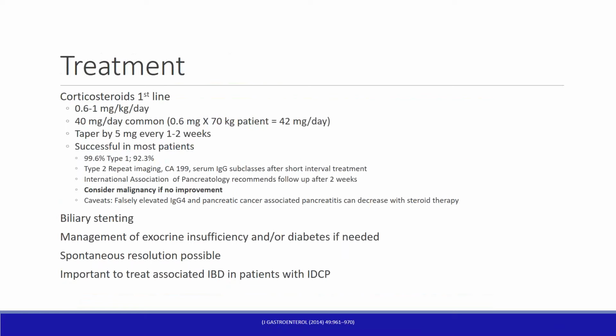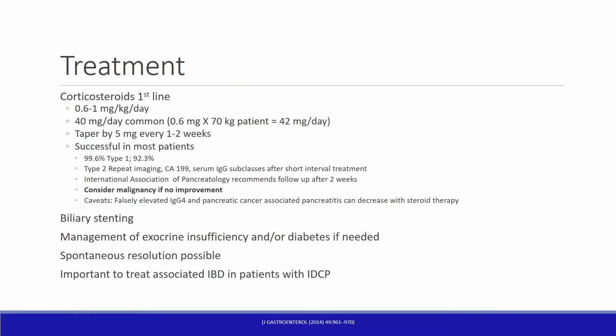So how do we treat these patients? Steroids are really first-line therapy. Typically 0.6 to 1 mg per kg per day. For a 70-kilogram patient, that's 40 milligrams a day. There's varying recommendations for beginning with anywhere from 2 to 4 weeks. Here we treat for 4 weeks and then reassess.